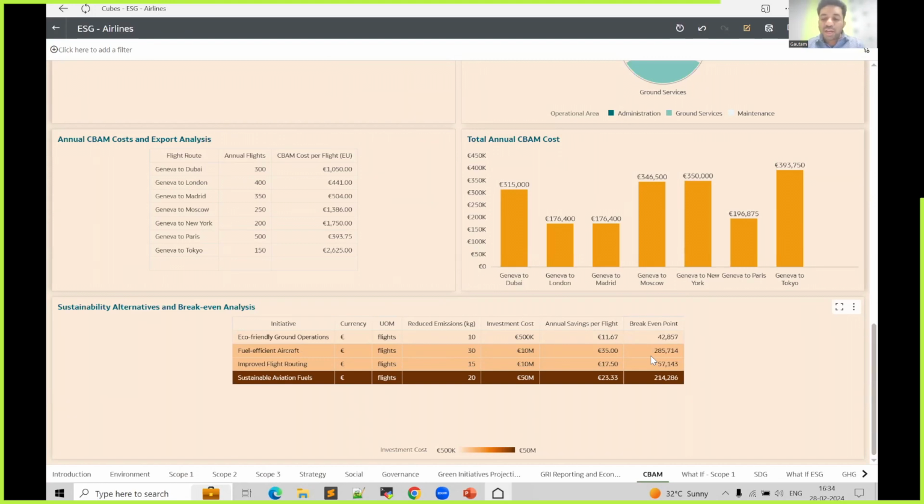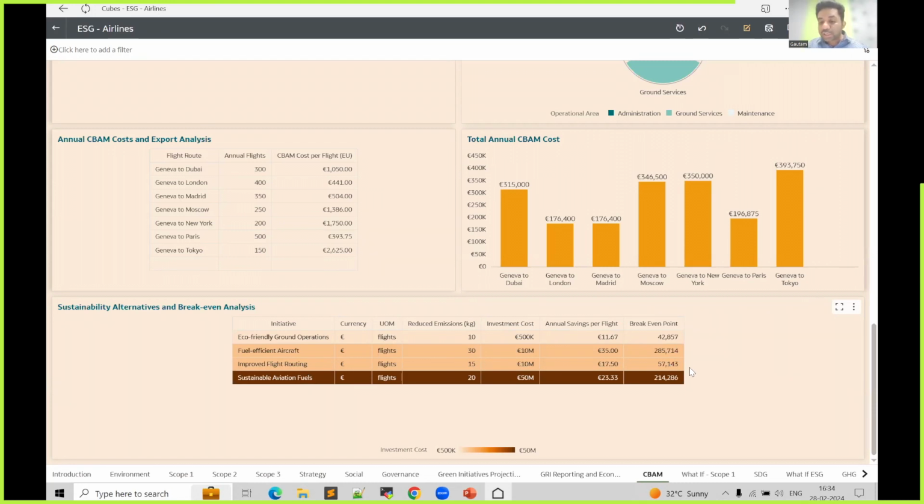So you need to at least fly 285,714 flights to break even on the 10 million investment in my fuel-efficient aircraft. And from the next flight onwards, it's contributing to my overall profitability. Similarly, if I'm investing in eco-friendly ground operations, I need to operate at least this many flights. If I need improved flight routing, I need an investment of 10 million, but to have that, I need a minimum of 57,000 flights operated.